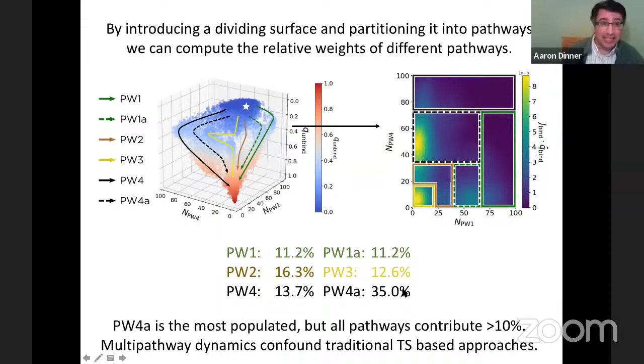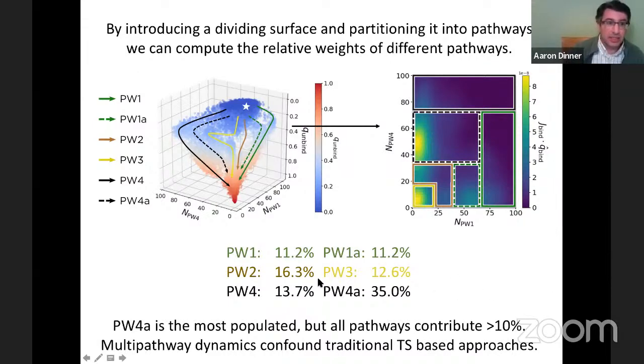It's about half and half open and closed channel, which again, I think would not be obvious until you can do the quantitative calculation. And so it's really intrinsically a truly multi-pathway reaction. And so what I think that says is that traditional approaches that are based on a single transition state are not going to be successful.